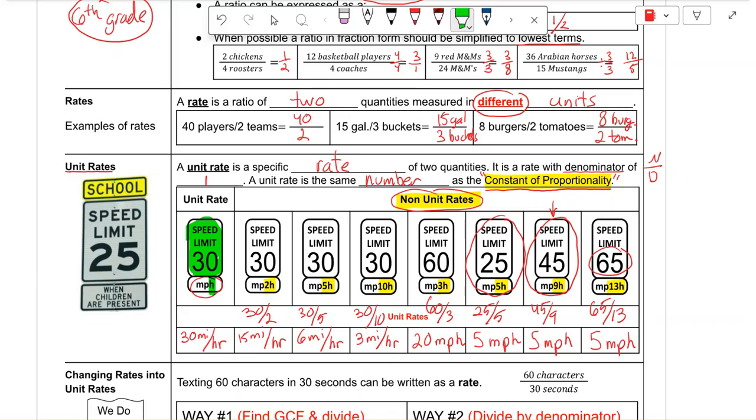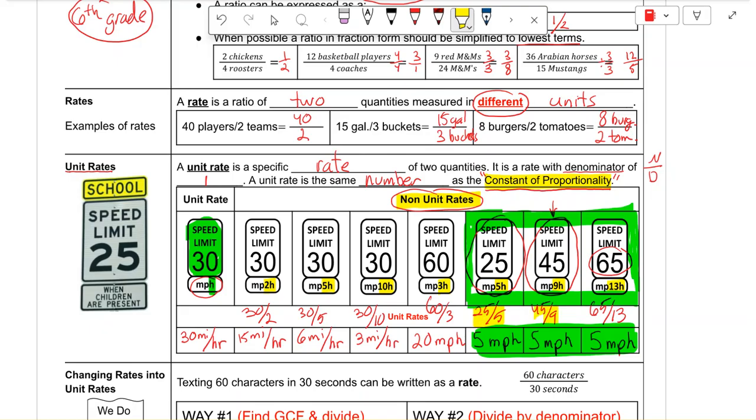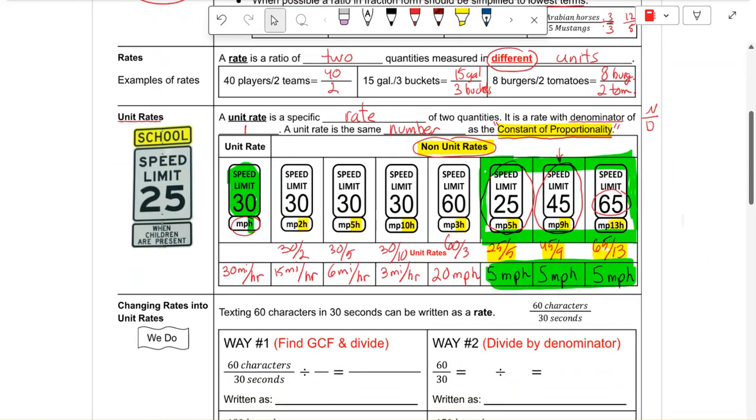So you can see that all three of these signs are the exact same rate. The cars would be going the exact same speed. They're all 5 miles per hour. And the only way you would know that is if you take these problems here, what's on the sign, and convert them to unit rates. Let's take a look at some more here.